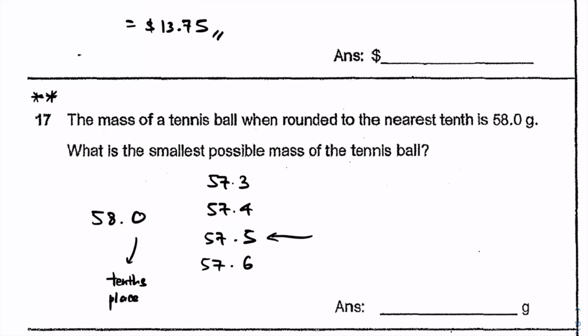And the one number that can do that for us is 57.5. So 5 will be rounded up to 58 to the nearest tenth. We don't want 0.6 because we want the smallest possible. We don't want 0.4 because that doesn't round up to 58. So the one that does it for us is 57.5.